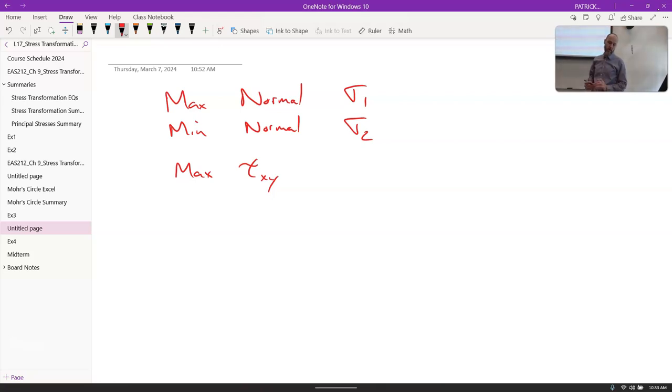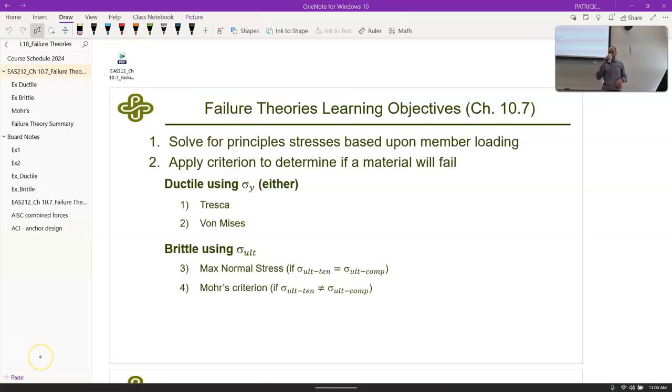Okay, so that ties directly into the next segment as far as failure theory. Let's see here. Let's go ahead and take a 5-minute break, and we'll come back at 11 and jump into the next unit. All right.